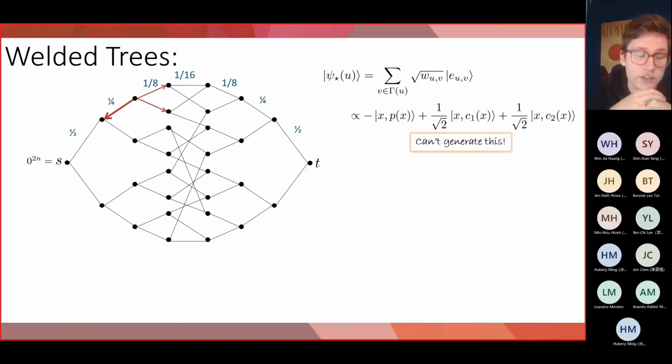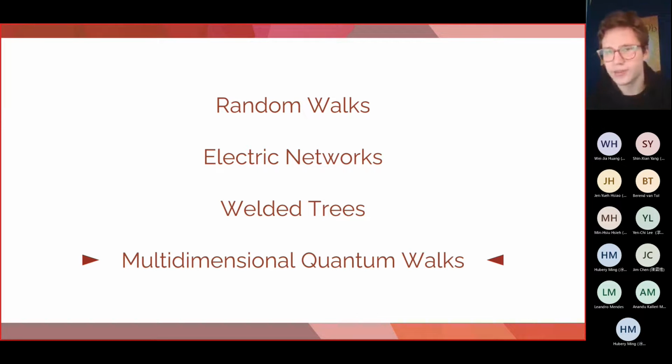So that's actually a shame, because up to this point, the welded trees went so well with their energy and our weights, but it breaks down here. And this is where our framework comes in and tries to resolve this issue. So we now move on to actual multidimensional quantum walks. So how do we resolve this problem?